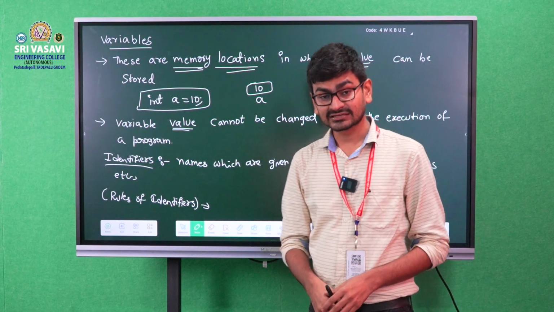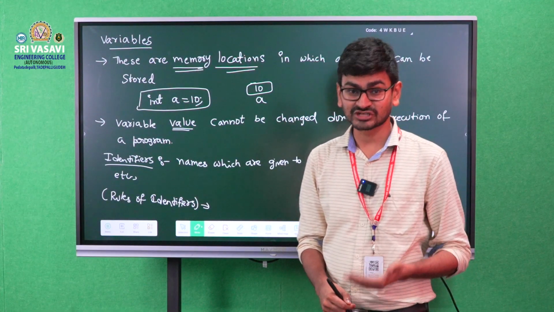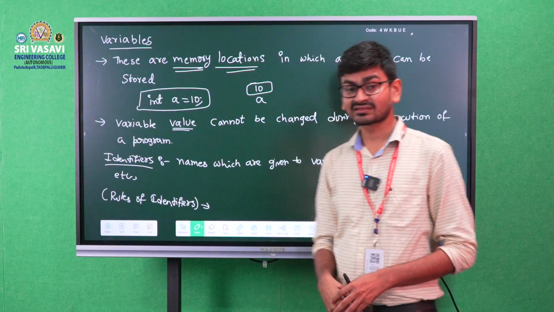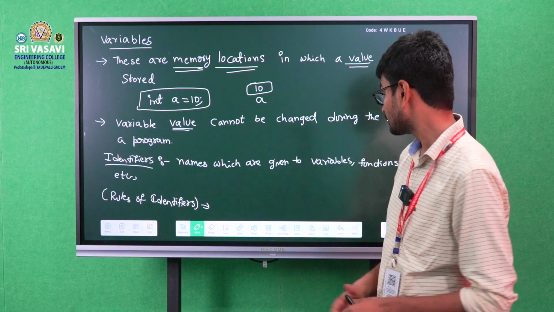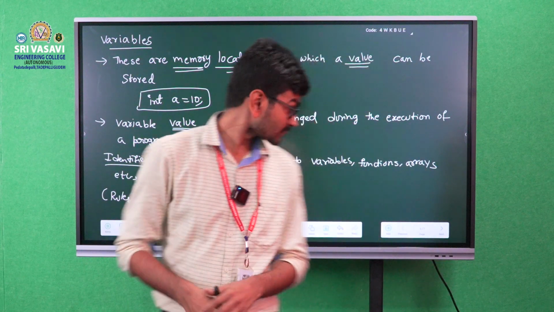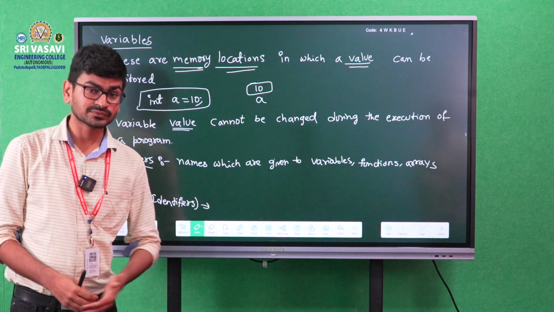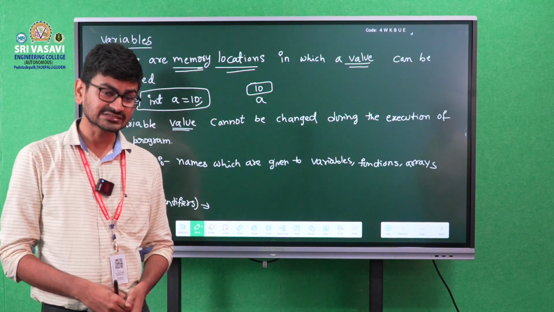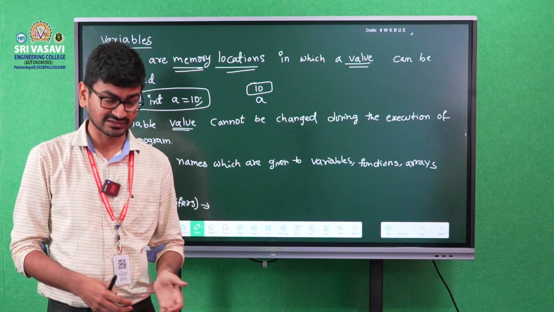Now let's see the identifiers. Before you name the variable names, there are certain rules. Those rules are known as identifiers. Now let's see the definition of identifiers. Identifiers are the names which are given to variables, functions, arrays and pointers. So any name if you see in the program, that is called an identifier. Identifiers we can generally give to variable names and function names, etc.